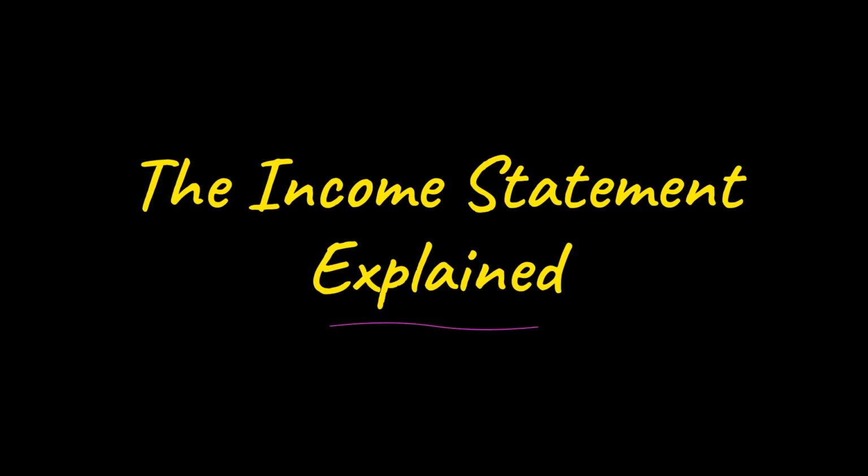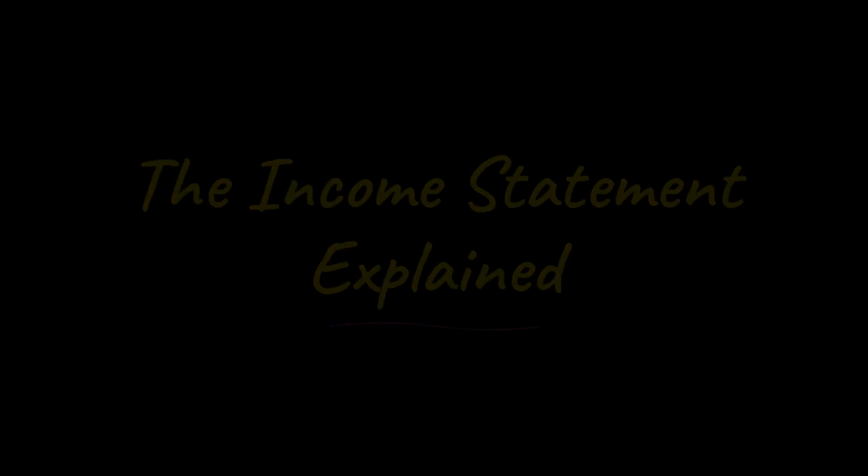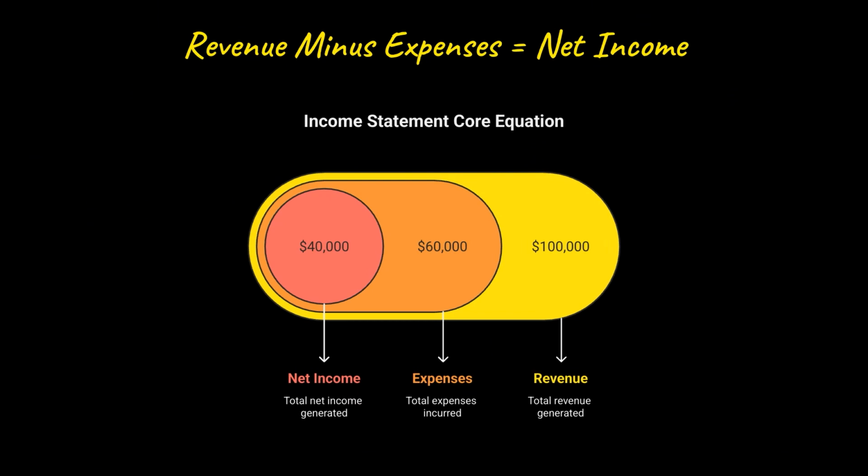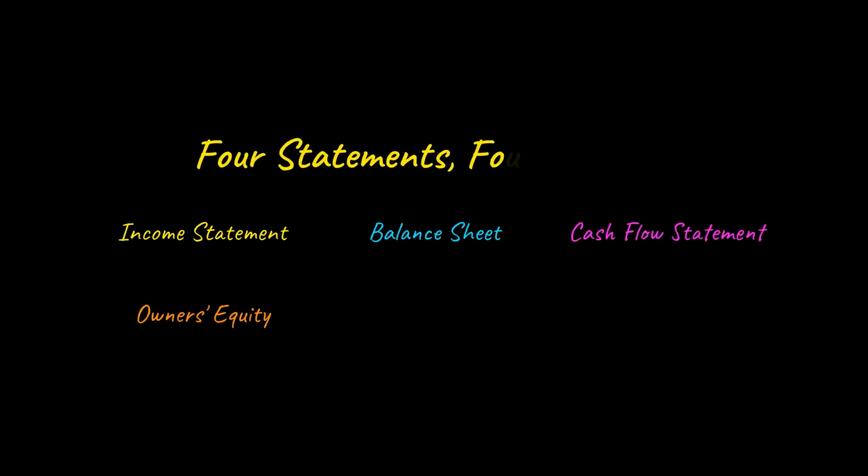The income statement is one of 4 financial statements, and it has a specific job, reporting how profitable a company was over a period of time. Understanding its structure helps you know exactly when to use it. The income statement follows one core relationship. Revenue minus expenses equals net income. Revenue is what a company earns from sales. Expenses are the costs to generate those sales. And net income is what remains, or a net loss if costs exceed revenue.